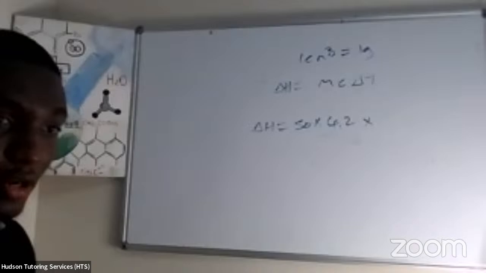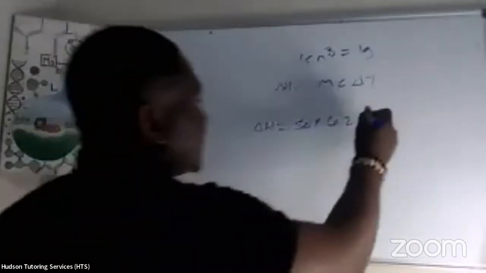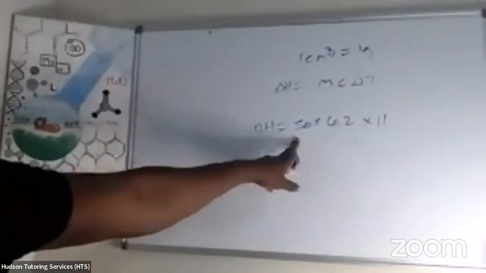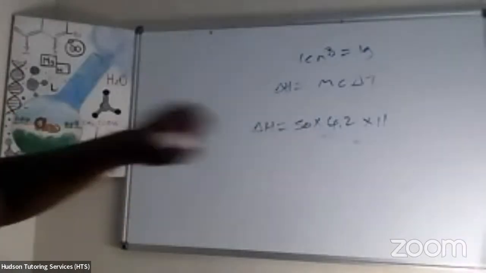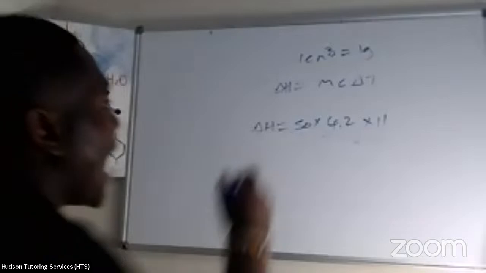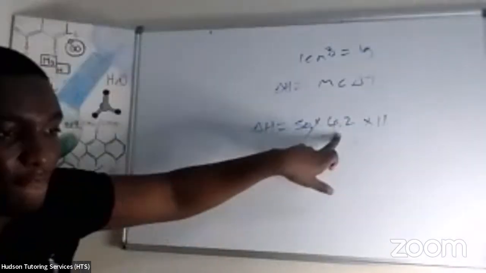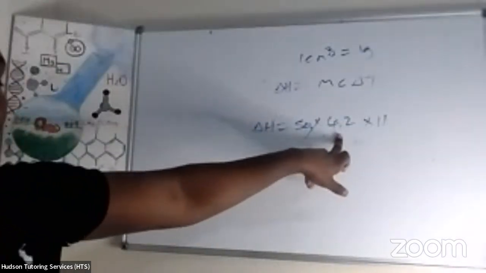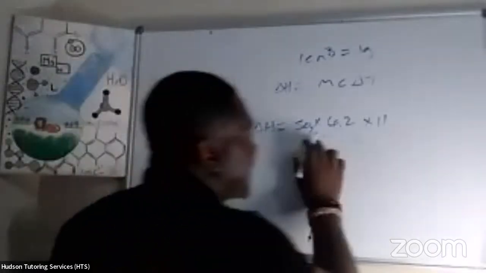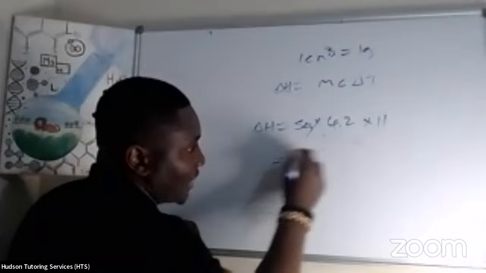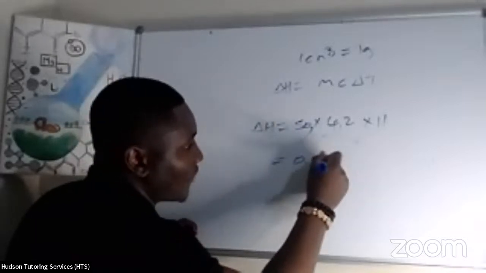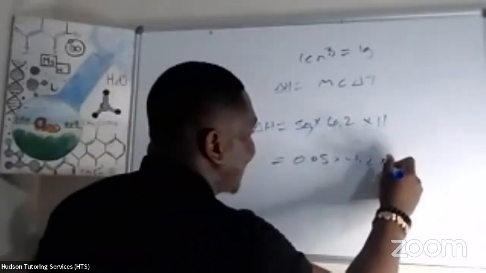That's 38 minus 27, which was 11, right? Everybody good so far? So that's times 11. Now, remember that this, however, is 50 grams, and they would have given us the 4.2 in kilograms. So we can just divide by 1,000 to get it in kilograms. So that will be 50 divided by 1,000, 0.05 times 4.2 times 11.